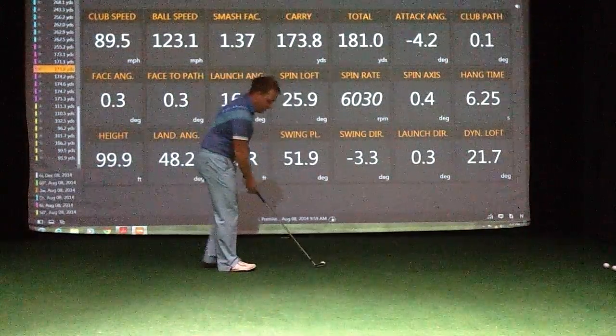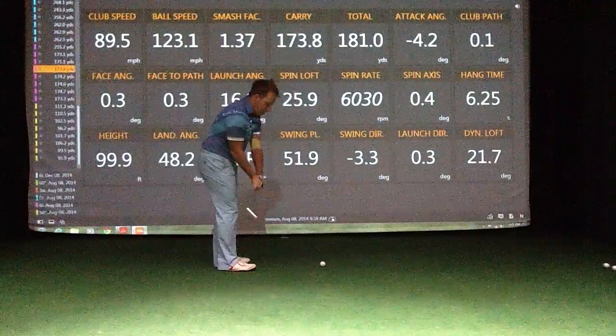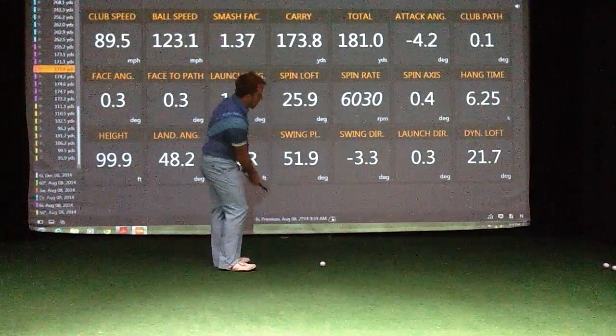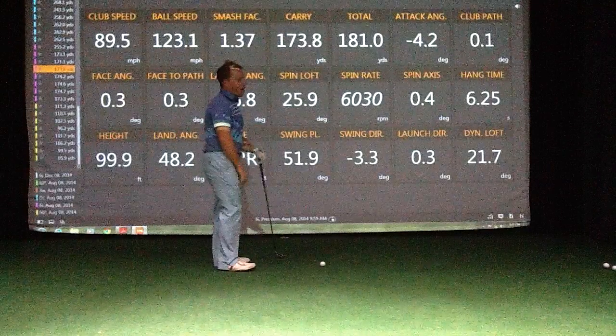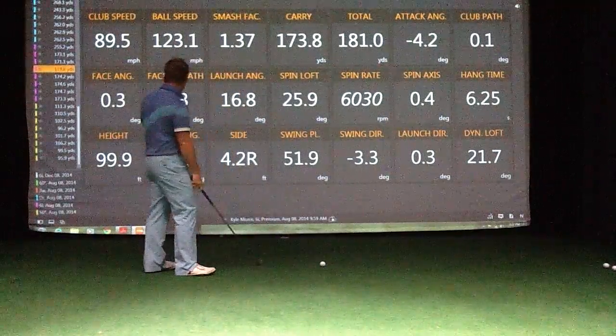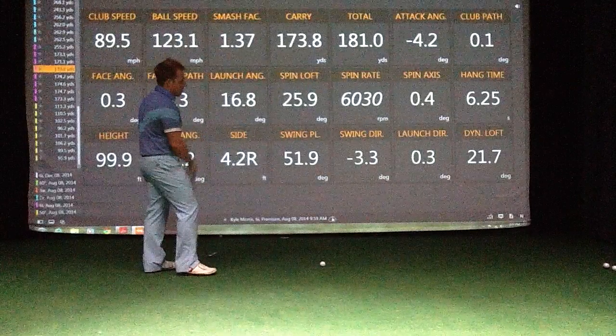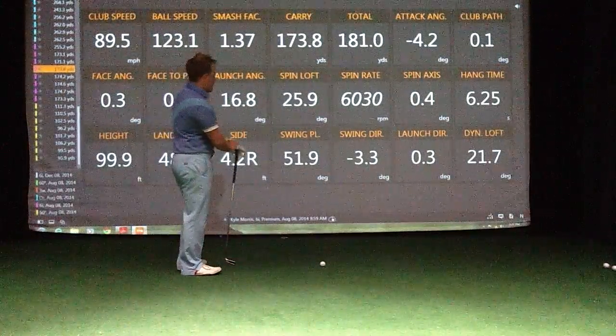The club path is the direction the club head is traveling relative to the target line. So if it's swinging out to the right, that club path is going to be positive. If it's swinging to the left, that number is going to be negative. Or if it's swinging right down the target line, it's going to be right at 0.